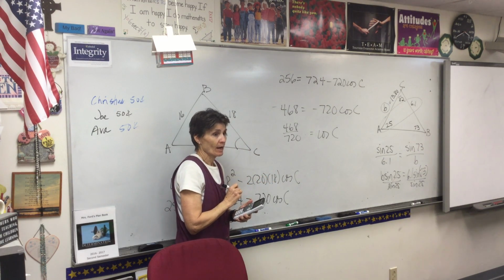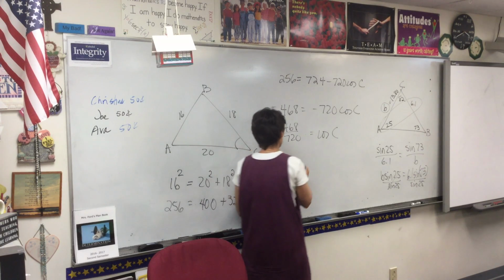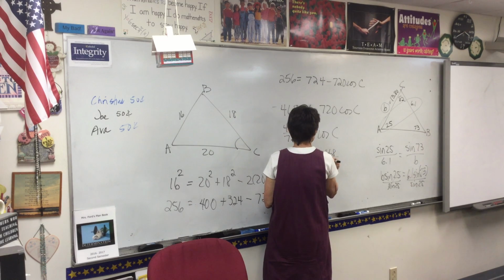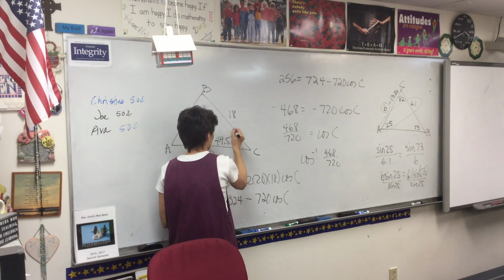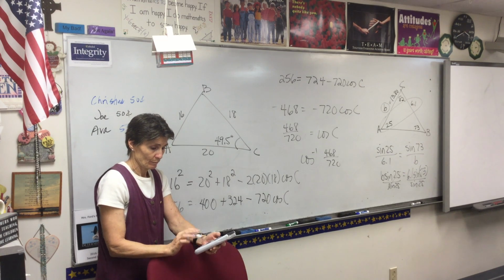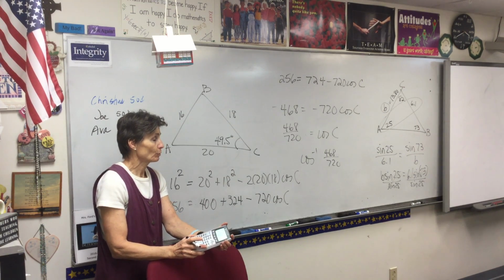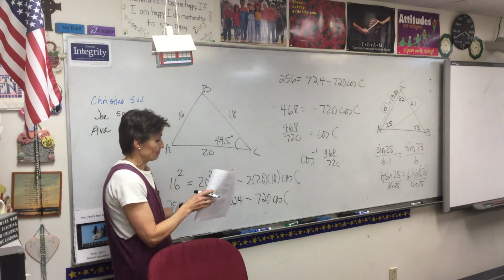Now that's not the answer. How do I get the answer? Second cosine, that's exactly right. So now I have to second cosine, because I have to find the angle. So I'm going to second cosine this, and I got 49.5 as my angle. All right, that was 43.